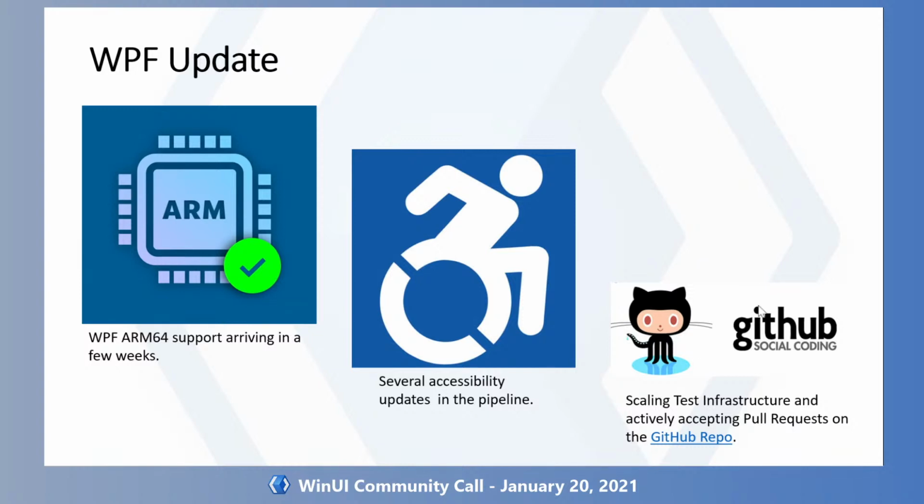The official announcement will be made on GitHub, and it will tell you how to try out the preview builds, as well as how to build and test WPF ARM64 apps. We look forward to you validating these builds and giving us feedback. The next item on the list is our accessibility updates. We are investing heavily in improving the accessibility of controls and properties in WPF.